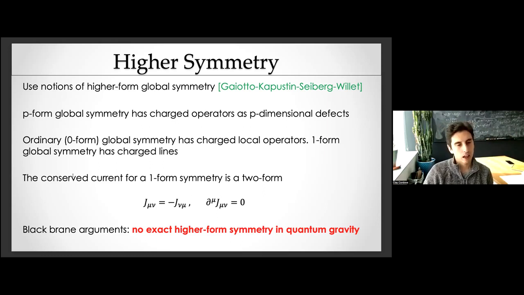And we can talk about what's a conserved current for a one-form symmetry. Well, it's a two-form, J with two indices, which is anti-symmetric and conserved. And the same kind of arguments that we used to reason that there should be no ordinary global symmetries in quantum gravity also suggest that there should be no exact higher-form symmetries in quantum gravity. And the same kind of wormhole-type solutions, for instance, the Euclidean Reissner-Nordström black hole, will give you some exponentially suppressed corrections that violate one-form symmetry.